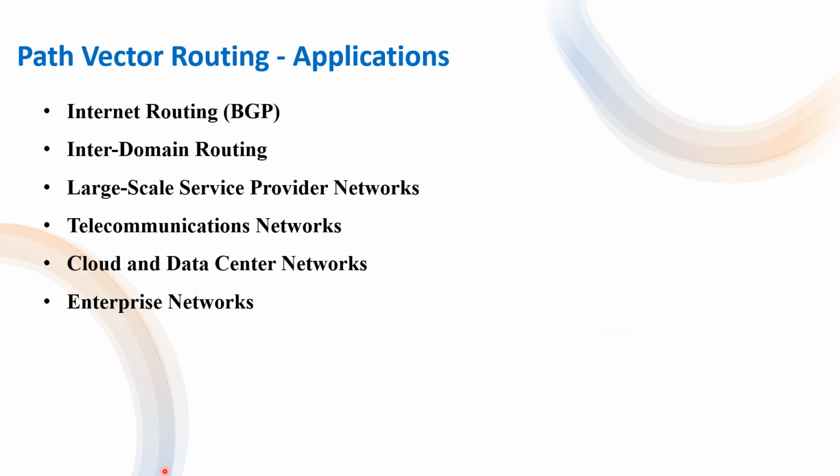Path vector routing has several key applications across different types of networks. Here is how it is used. Path vector routing forms the backbone of global internet routing via the Border Gateway Protocol. It manages how data travels between different autonomous systems and the internet. It is primarily used in inter-domain routing, which means routing between different networks or organizations. BGP ensures that data can move between the various autonomous systems that make up the internet.